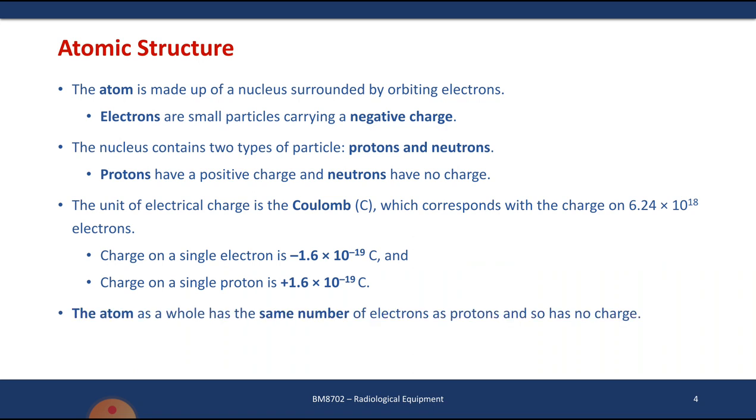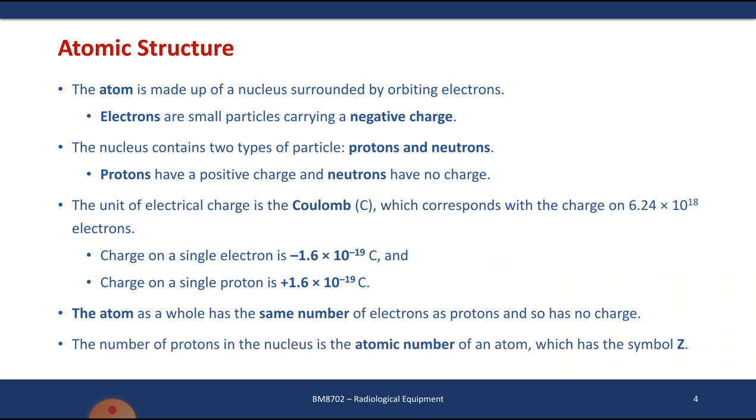The atom has the same number of electrons and protons, so totally the atom has no charge. The number of protons is your atomic number, which has the symbol Z. So this is about the atomic structure. Since we are mainly concerned about hydrogen atoms in our body, we need to understand all these terms before we move on to magnetic resonance, right?